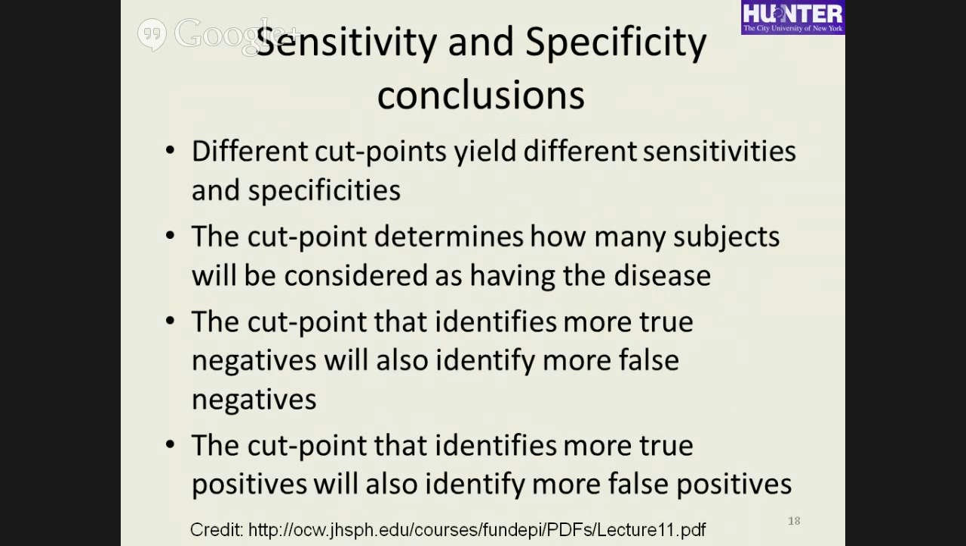So to summarize sensitivity and specificity, lab tests often give some continuous measure, and we have to choose a cut point on that measure as to what constitutes a positive test. Different cut points will yield different sensitivities and specificities, and there's a trade-off between them. You can increase one at the cost of decreasing the other. And of course, that cut point determines how many subjects you are going to say have the disease as a result of a positive test.